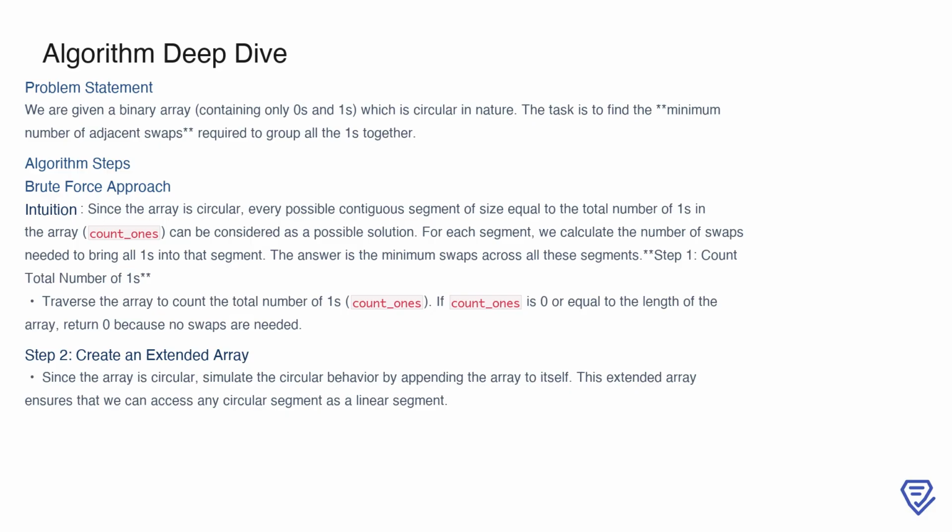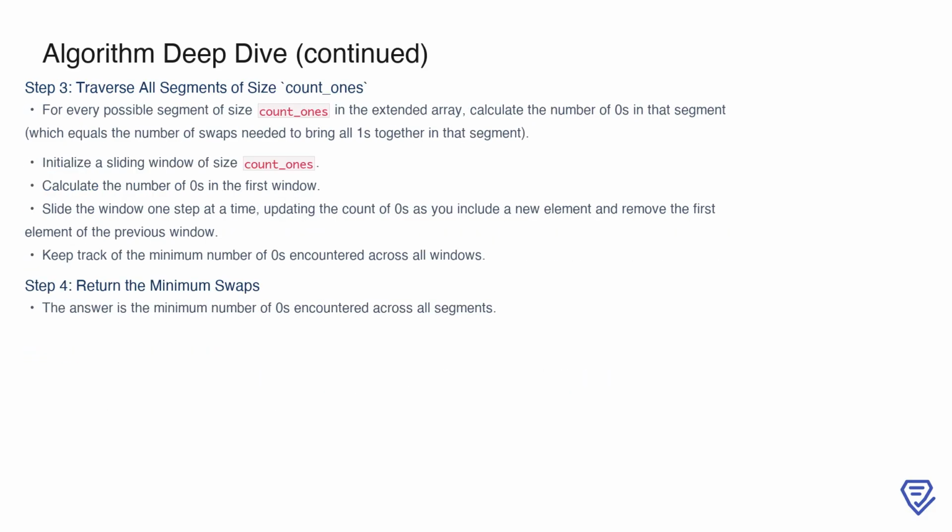return 0 immediately. Next, since the array is circular, we simulate this circular property by creating an extended version of the array. This extended array is formed by appending the original array to itself, allowing us to treat any circular segment as if it were linear, which simplifies the problem significantly. Now that we have the extended array, the next step is to evaluate all possible contiguous segments of size count_1's within it. For each segment, we calculate the number of zeros, as this value represents the number of swaps required to group all the ones together in that segment.